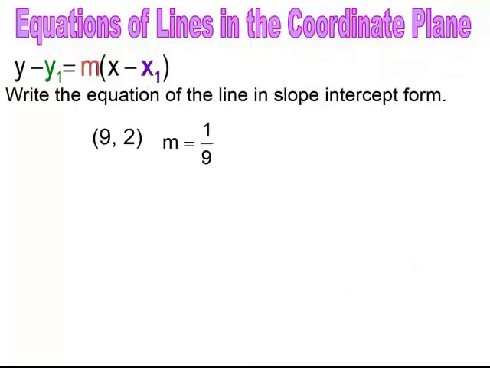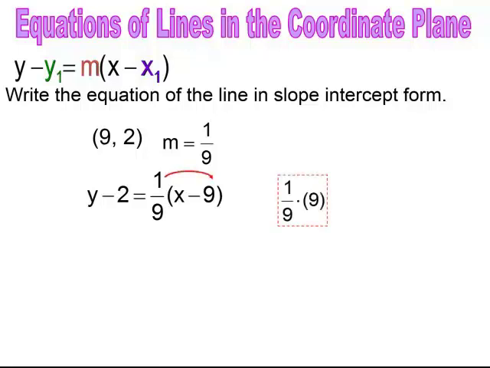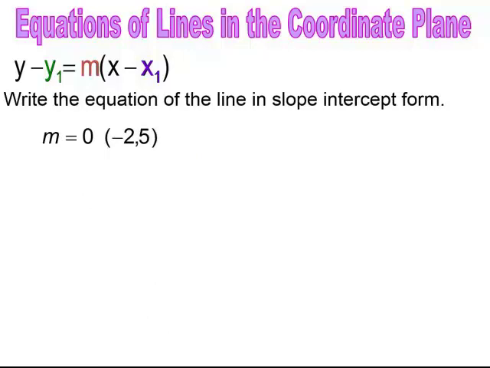Pause and try. So again, you're substituting it into the point-slope form, and we end up with y minus 2 equals 1/9 parentheses x minus 9. You're going to do the distributive property. Keep in mind you have 1/9 times 9, which is going to turn to a 1. And then you're going to solve for y. You add 2 over. So the equation of the line here would be y equals 1/9 x plus 1. Pause and try.